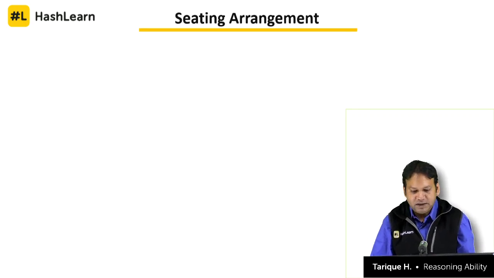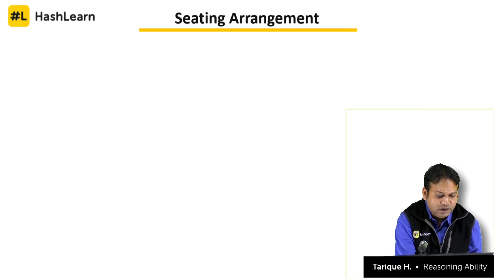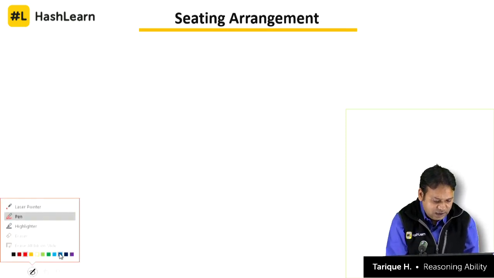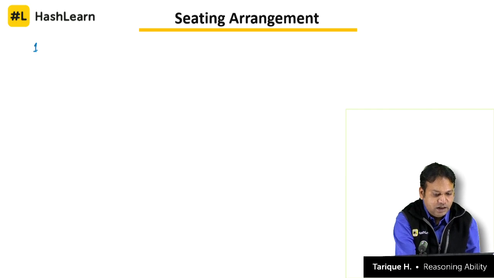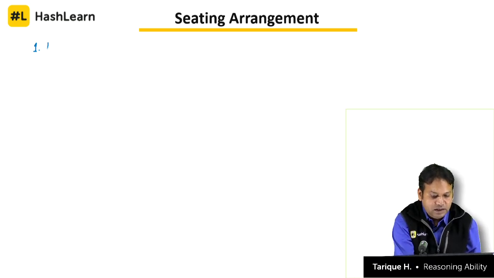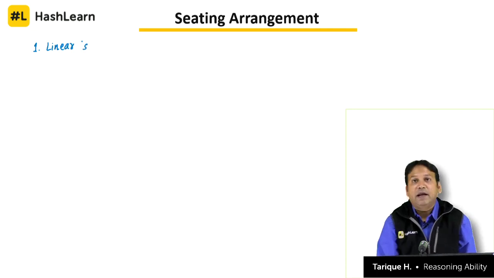Alright, now let's see. The first type of seating arrangement question is what we say is a linear seating arrangement question. Let's understand that there are a total of 3 types of questions you can get from seating arrangement. One is the linear seating arrangement. It is in a row, the number of people seated in a row. It can be one row or it can be 2 parallel rows also.